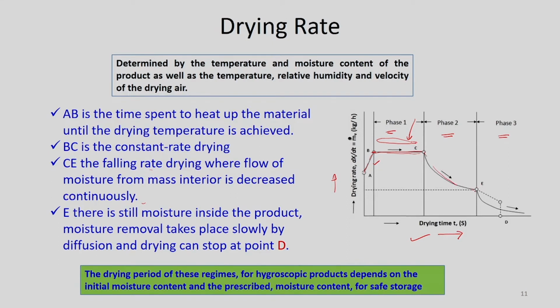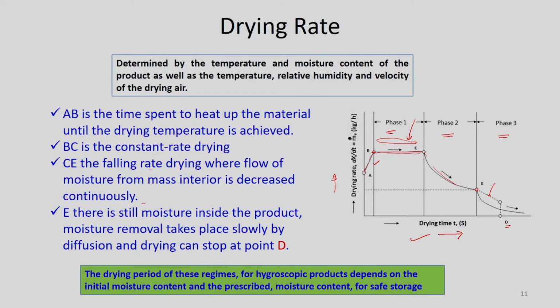And at this point E, there is still moisture inside the product, and moisture removal takes place slowly by diffusion, and drying can stop at point D. So, this is the process of diffusion. So, even though this point is achieved, further drying might be required in some cases to reach point D.